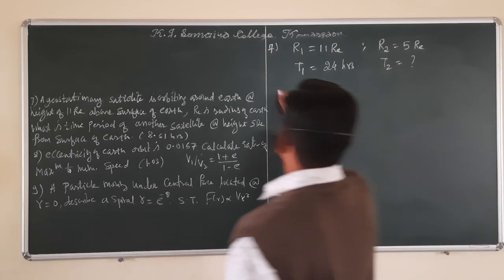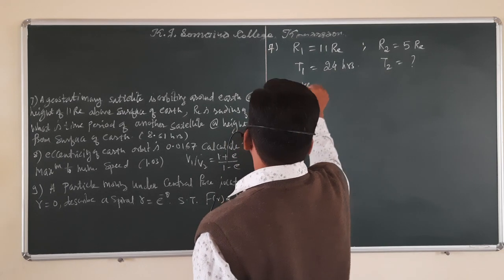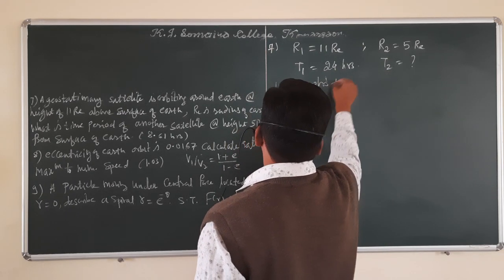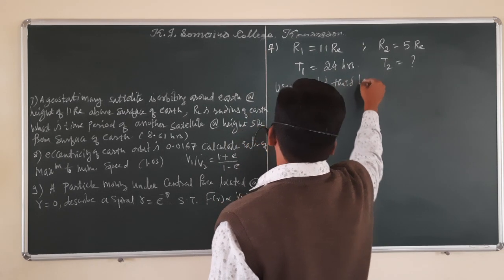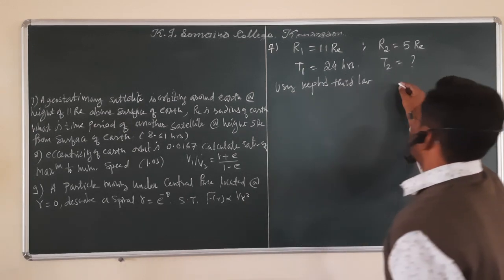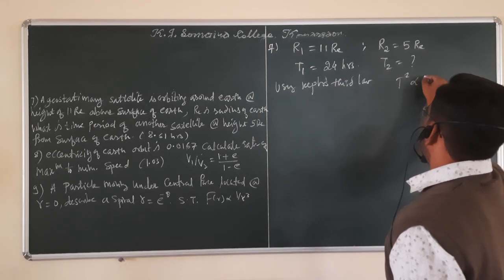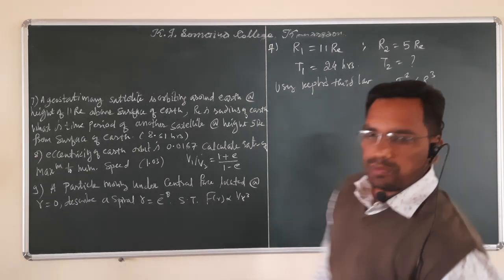So using Kepler's third law, Kepler's third law is T square is directly proportional to R cube.